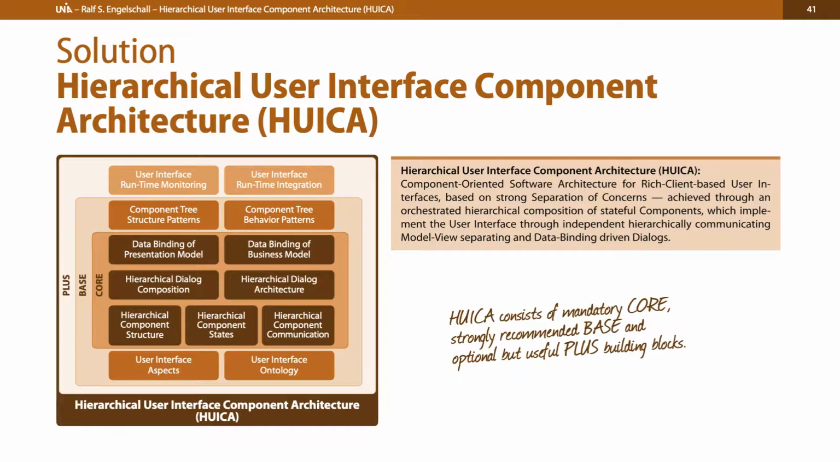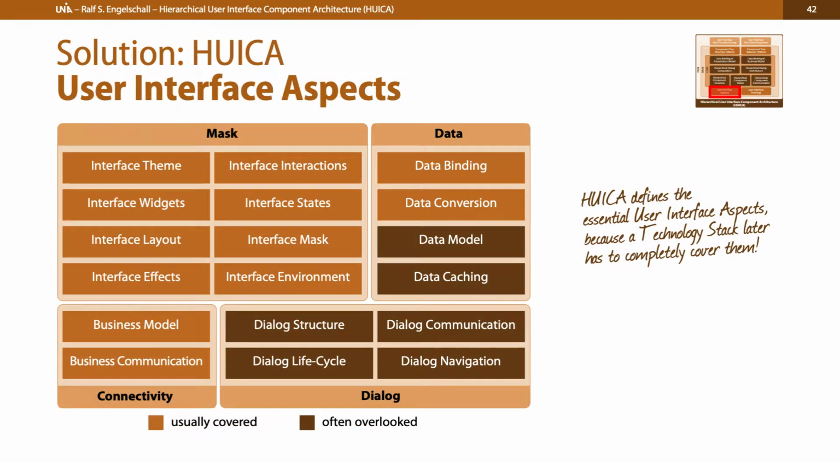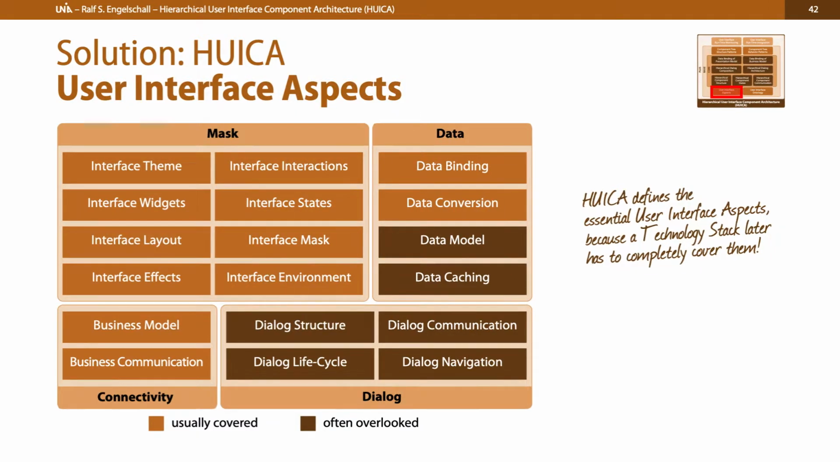Now let's step into the individual parts. The first is the user interface aspects. Here HUICA defines the essential user interface aspects every UI should have, because the technology stack later especially has to completely cover them. The aspects are grouped into mask, data, connectivity and dialog parts, and if you look carefully you see it's the whole range of user interface aspects one is usually talking about.